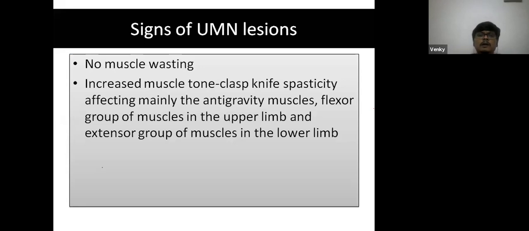So I already said this, in UMN lesion there will be no muscle wasting, only disuse atrophy will be present, and clasp-knife spasticity. What is clasp-knife spasticity? It mainly affects the anti-gravity muscles. In the upper limb the anti-gravity muscle is the flexor group, and in the lower limb it is the extensor group.